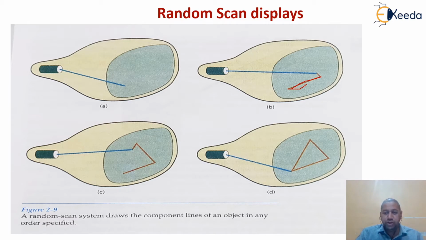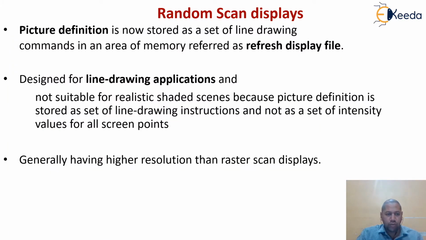Okay, so continuing with the discussion of the random scan display, I'm just moving to the next slide. This diagram clearly shows how it is drawn. Directly I am moving the electron beam to that particular part. So it is not sequential, not line by line as per the raster scan. Okay, so this is the point.